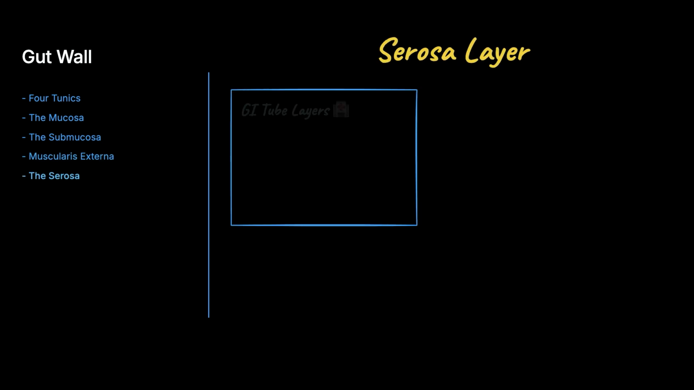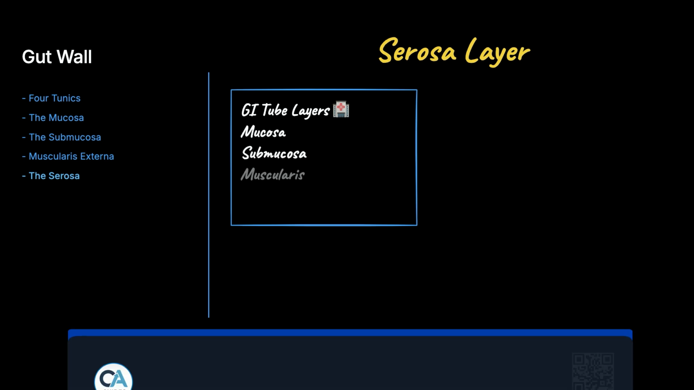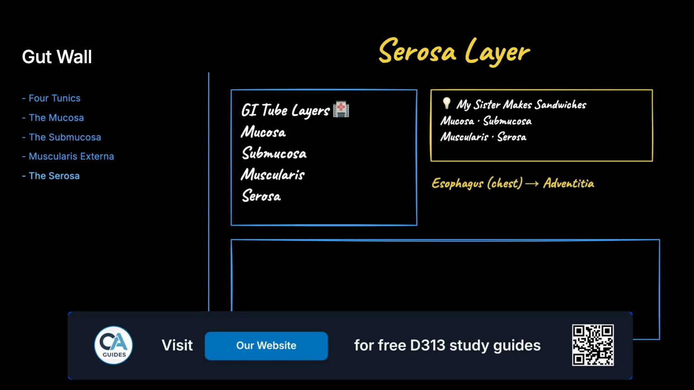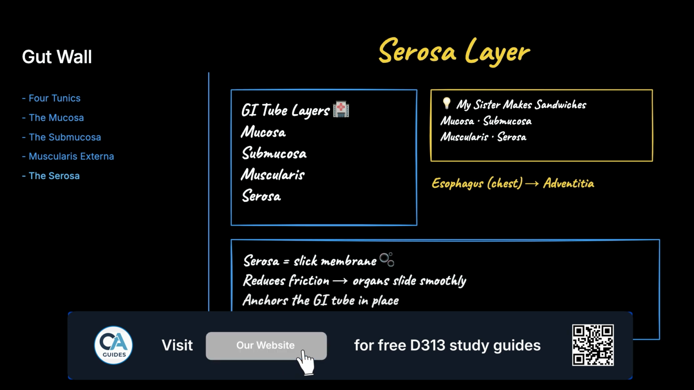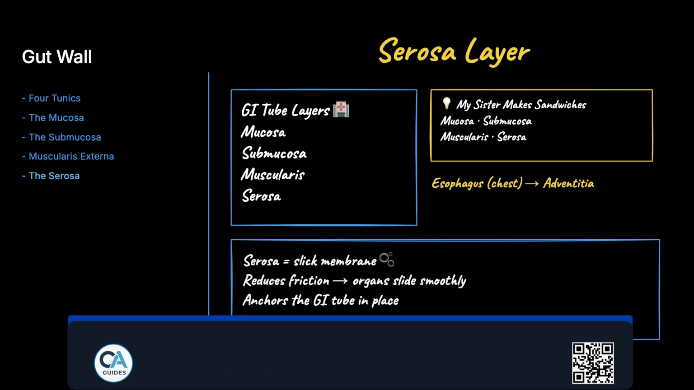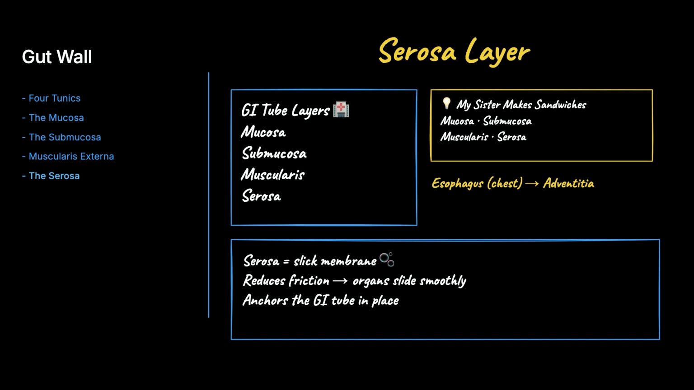The outermost layer is the serosa, a slick membrane that reduces friction so organs slide smoothly, and it anchors the tube in place. In the esophagus, sitting in the chest, this layer is instead called the adventitia. A favorite memory trick is my sister makes sandwiches for mucosa, submucosa, muscularis, and serosa.